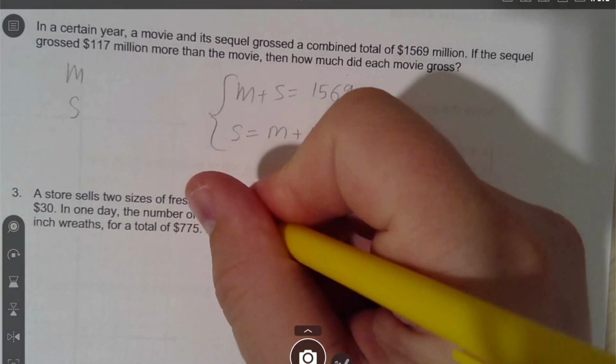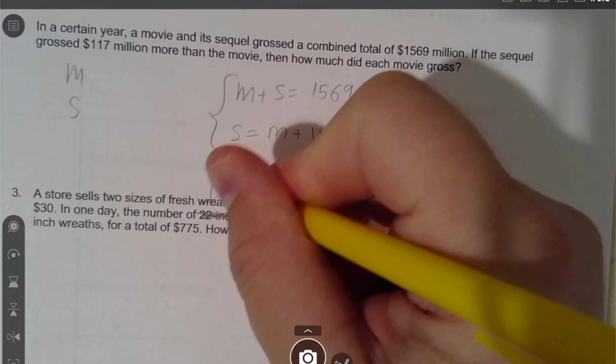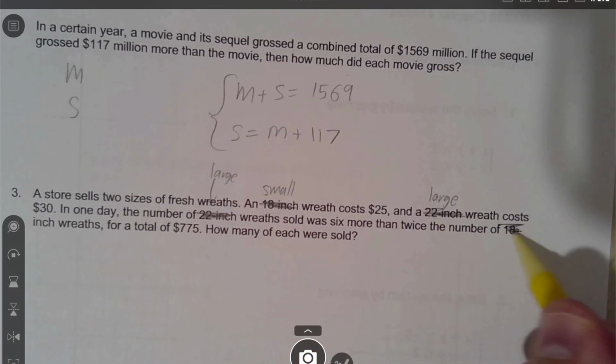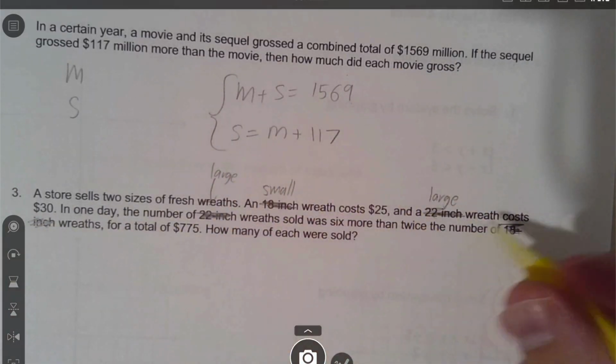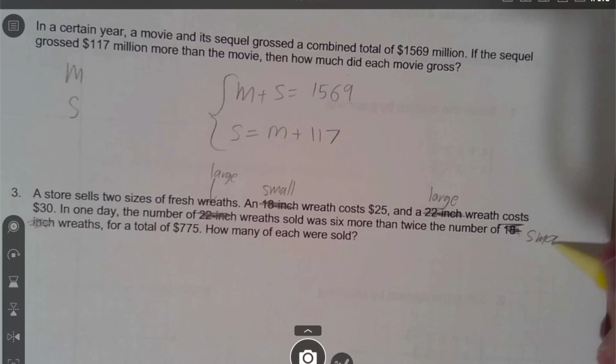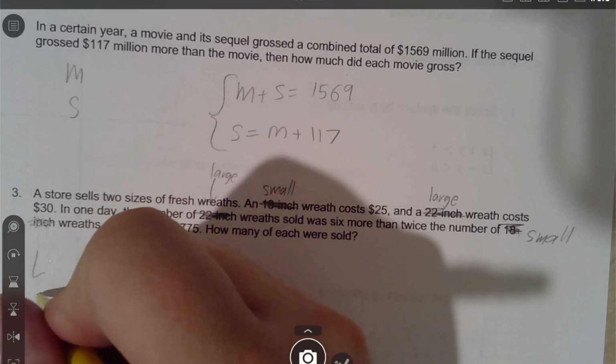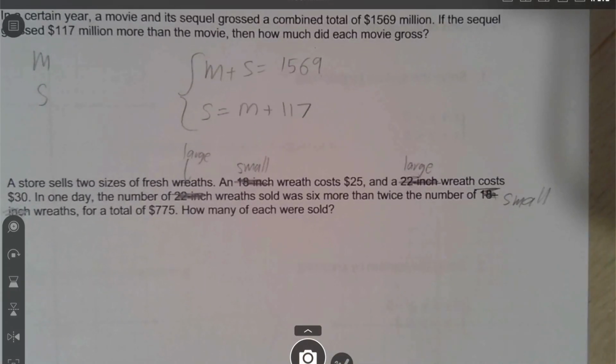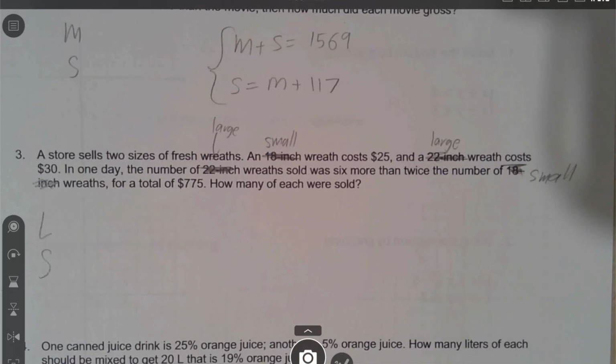22 is again large, and this is small. I think that just makes our life a little bit easier, and we'll use L and S, large and small, as we go through the problem. Now that we've rewritten that, let's actually read it.